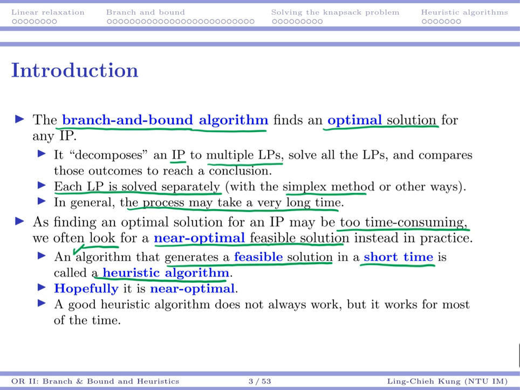In this case, we say we have a heuristic algorithm, and hopefully that heuristic algorithm generates a solution that is near optimal. So we will show you some concepts about that, some examples about that, and how to measure whether a solution is near optimal or not. It may not always work, but hopefully it works most of the time. Then it is a reasonable way to tackle integer problems.